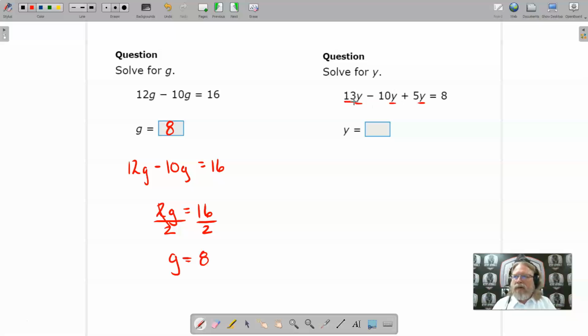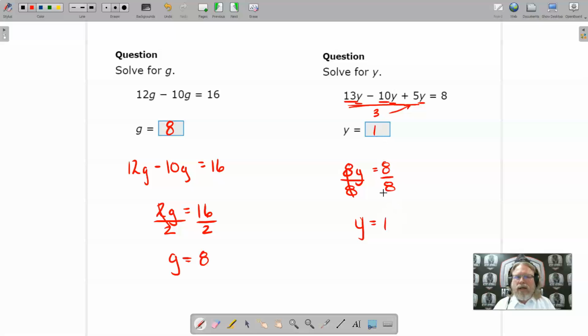So I could do the 13 minus 10. Well, that's 3, correct? And then if I add 5 to that, then I end up with 8y. So combining all these terms of y together gives me 8y. And then bring down my equals 8. My only thing left to do now is to divide by 8 to isolate that variable y. The 8's will cancel each other, leaving me with y equals, and 8 divided by 8 equals 1.